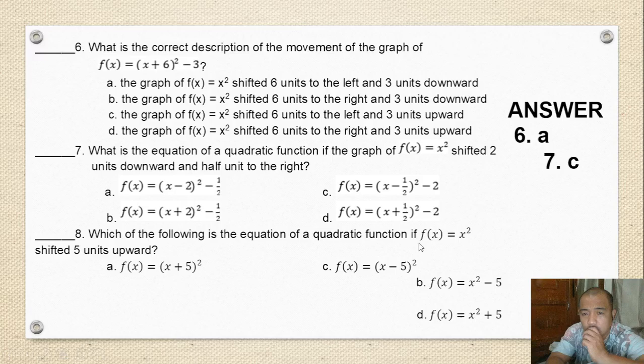Next, number 8. Which of the following is the equation shifted 5 units upward? Okay, you just add 5 to k. I think it's D. Right, very good.